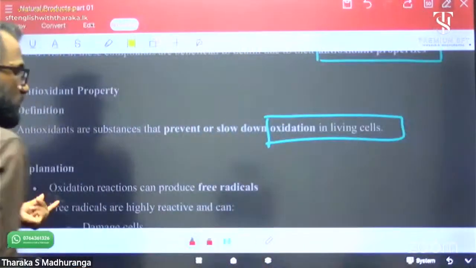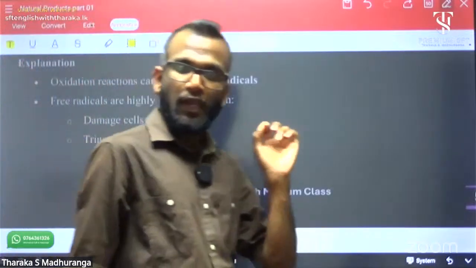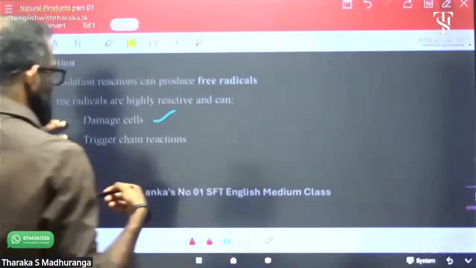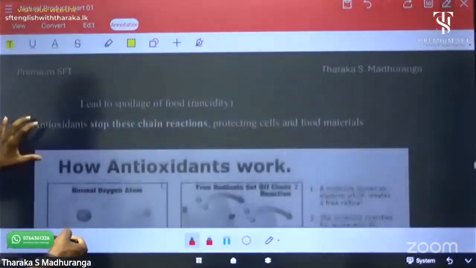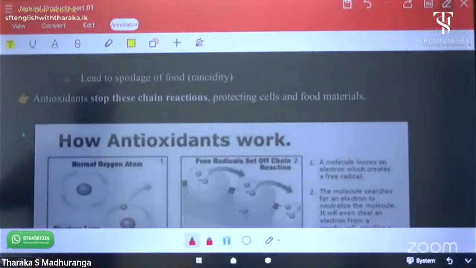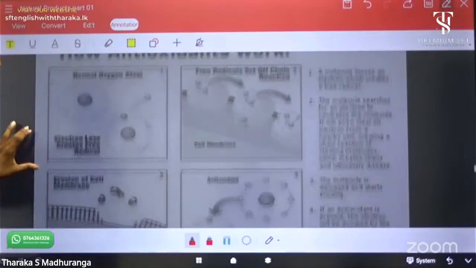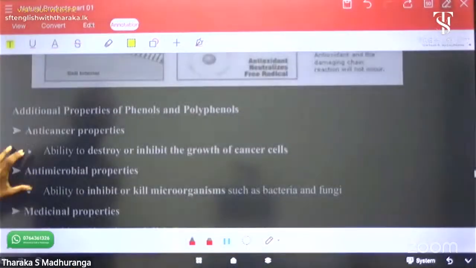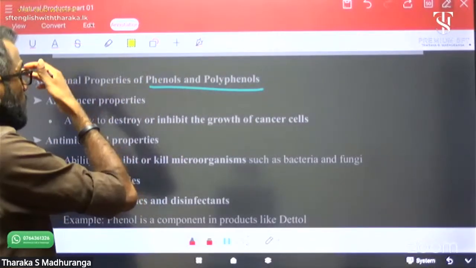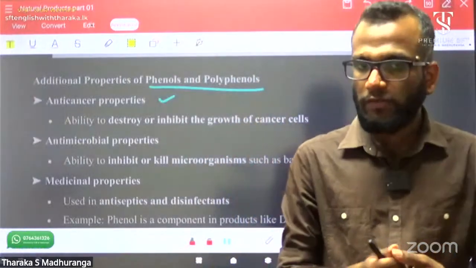Then it is highly helpful because it prevents damaged cells. Okay, that's the antioxidant property I have given here. These are additional properties of phenols and polyphenols. Due to this antioxidant ability, they have anti-cancer properties, the ability to destroy cancer cells.